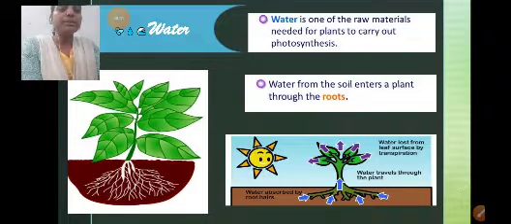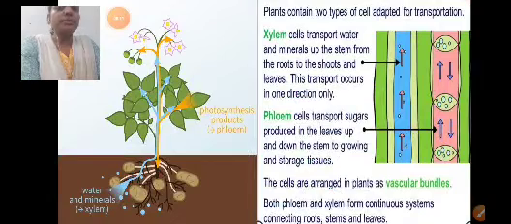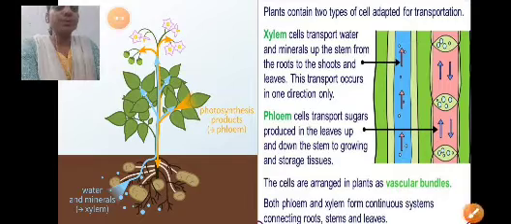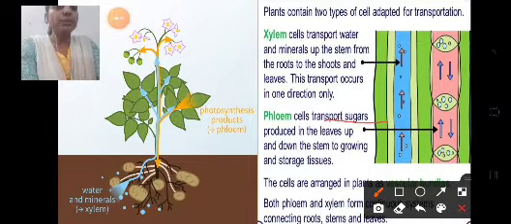This happens by the help of vascular tissues or vascular bundles which run throughout the plants. Let us talk about these vascular bundles. Two types of vascular tissues are there. One is xylem and the other one is phloem. Xylem helps in the transport of water and minerals up the stem from the roots to the shoots and leaves, and this transport occurs in only one direction, whereas phloem helps in the transport of sugars, that is food produced in the leaves, up and down the stem to the growing and storage tissues.